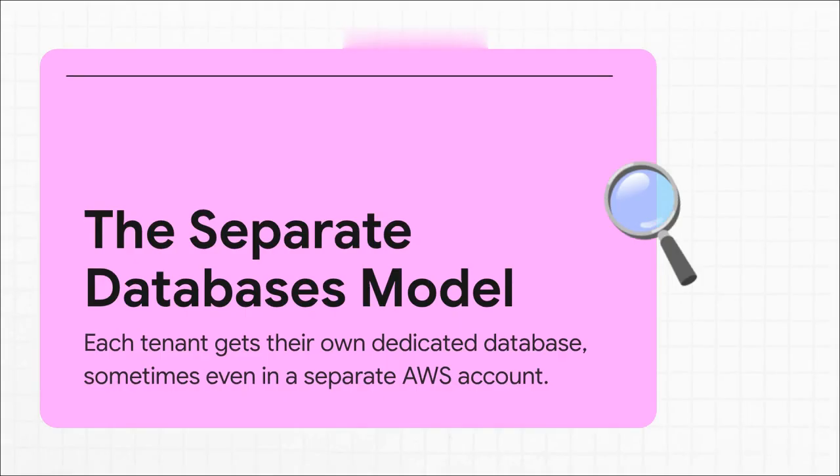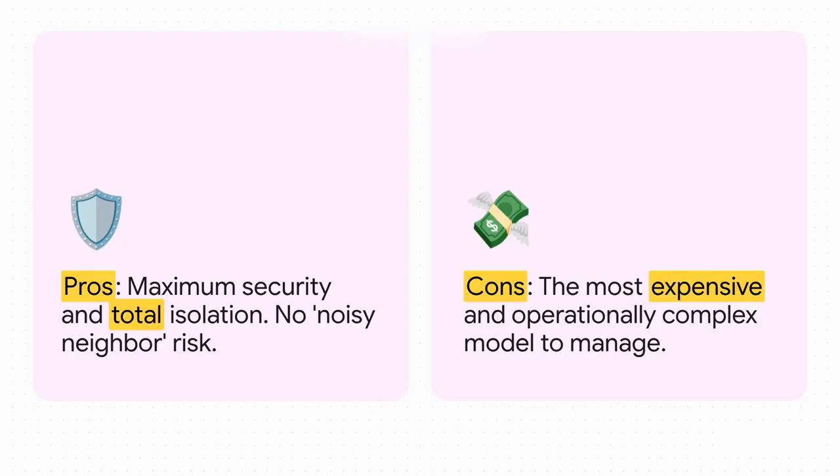Each tenant gets their own dedicated database instance. Sometimes they even get their own completely separate AWS account. We're talking total, complete data isolation. The pros here are pretty much non-negotiable for any enterprise client. You get maximum security, guaranteed performance with zero noisy neighbor risk, and really straightforward backup and restore procedures. But the cons are just as big.